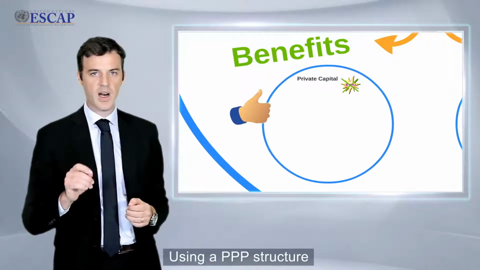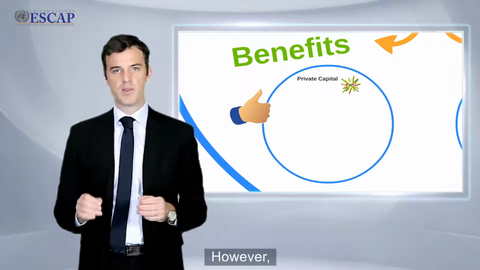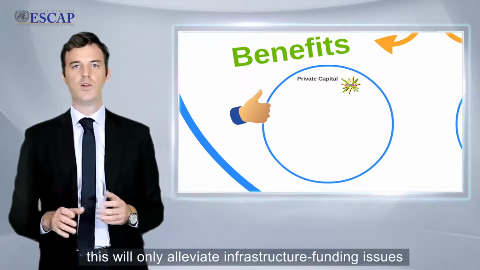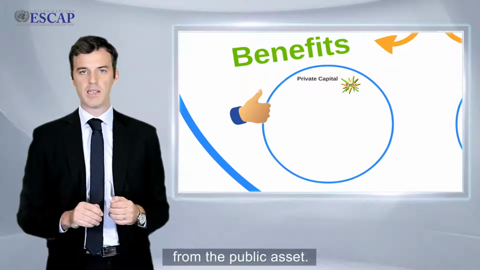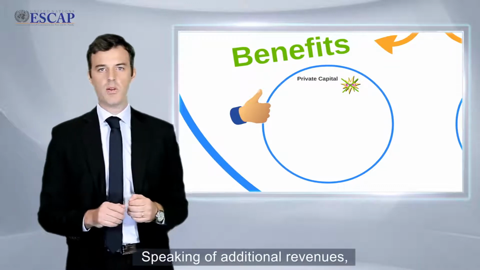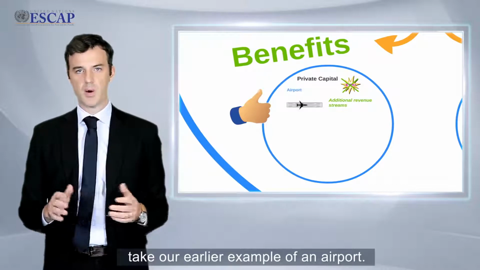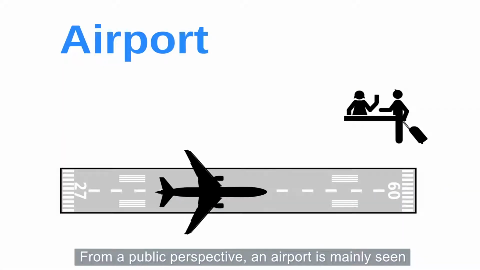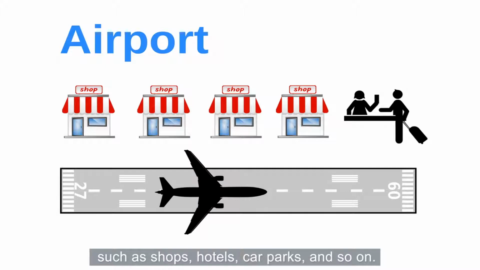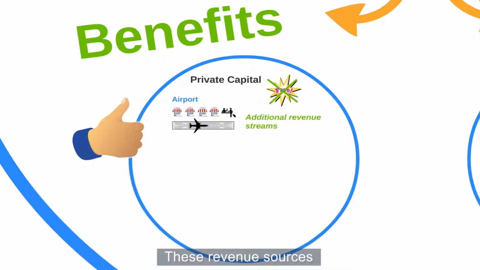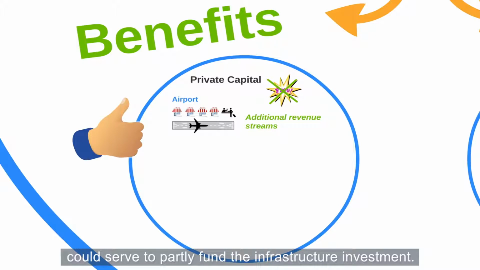Using a PPP structure can provide short-term financial relief. However, this will only alleviate infrastructure funding issues to the extent that user fees can be charged or that additional revenue can be generated from the public asset. Speaking of additional revenue, take our earlier example of an airport. From a public perspective, an airport is mainly seen as a means to provide transportation services to passengers and airlines. The private sector might be able to identify and develop more efficiently other sources of revenue from these assets, such as shops, hotels, car parks, and so on. These revenue sources could serve to partly fund the infrastructure investment.